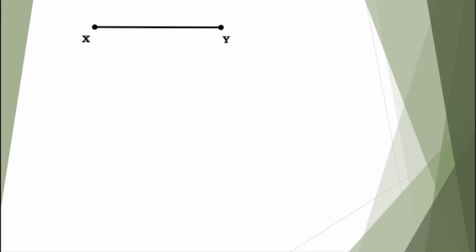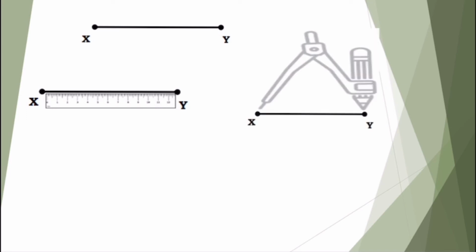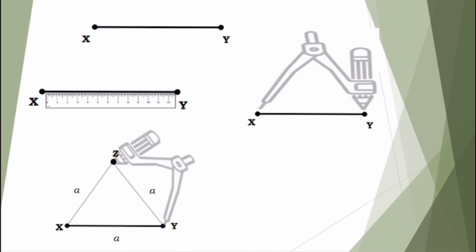Now, let's proceed. For our step 1, let's use the straight edge to draw line segment XY. Next, for our step 2, let's use a compass to measure the length of XY. And for our step 3, let the distance between X and Y be A and mark point Z the same distance of XY away from points X and Y.